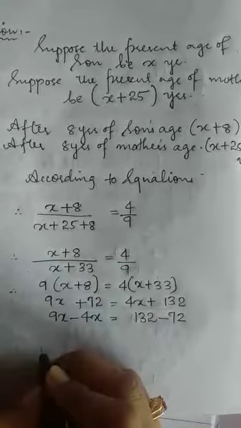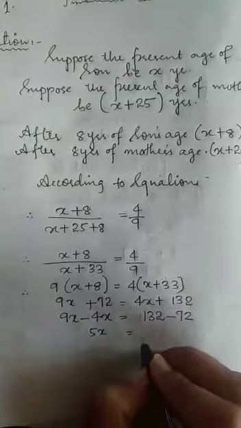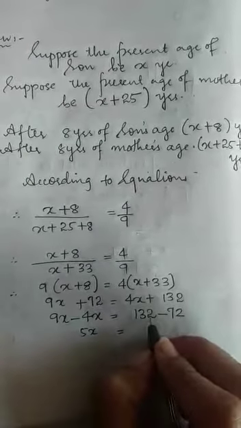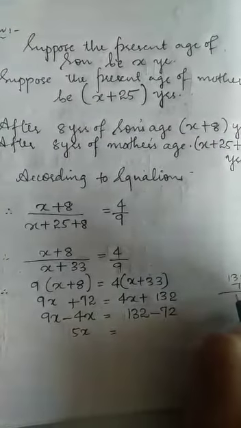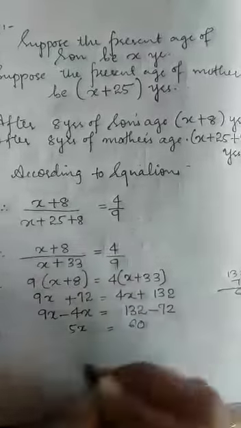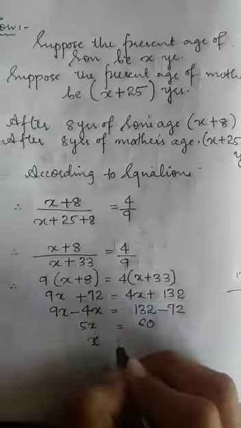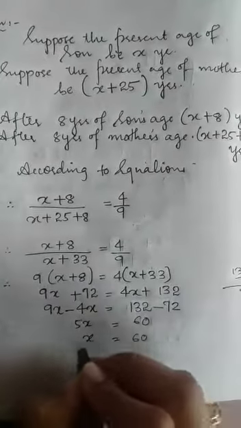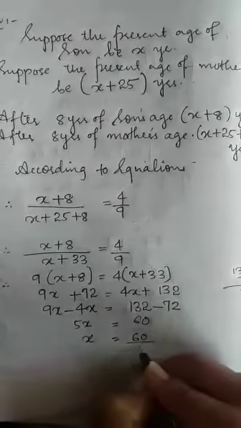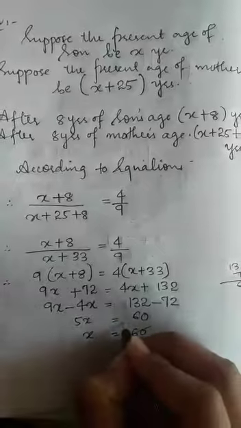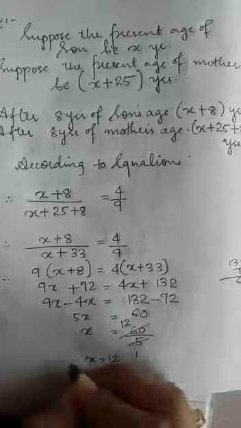So 9x minus 4x is 5x. 5x is equal to 132 minus 72, which is 60. Here 5 is in multiplication with x, so when you take 5 to the right hand side, it comes in division. 60 divided by 5 is 12. So x is equal to 12.